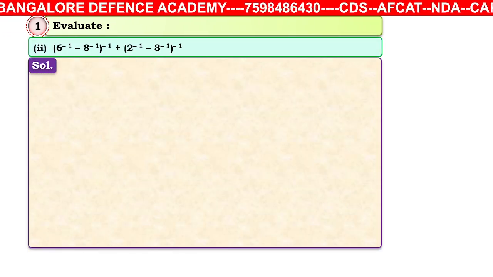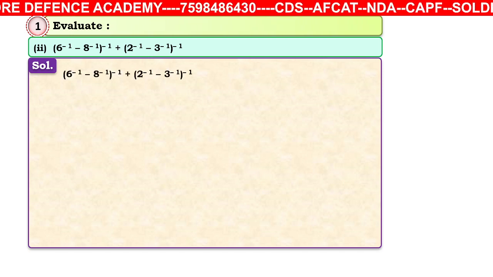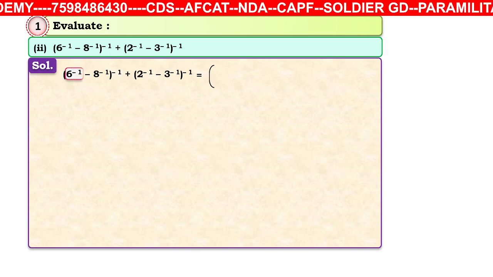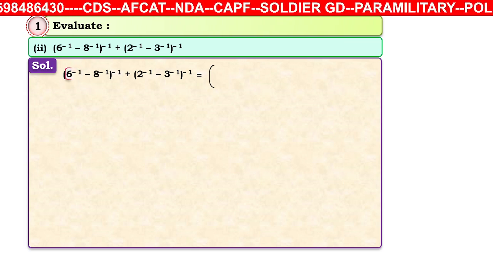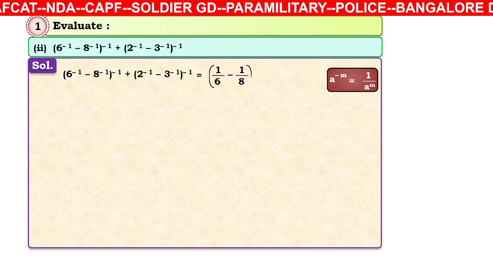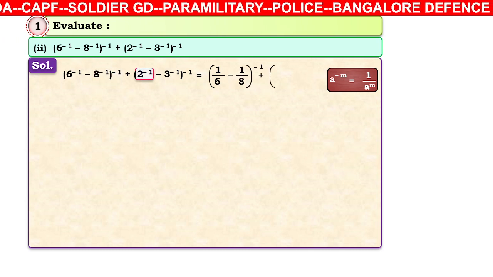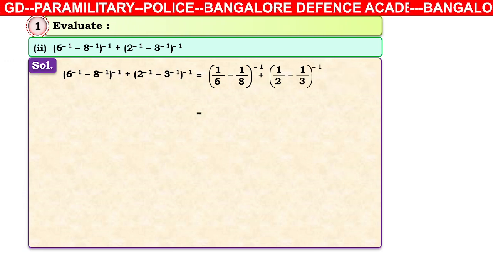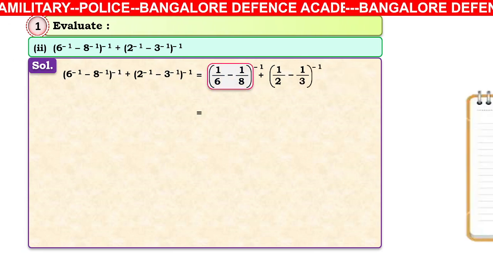Next, in bracket we have 6 to the power of minus 1 minus 8 to the power of minus 1. Okay, like this. So first I'm going to solve the bracket. This can be written as 1 by 6. Next can be written as 1 by 8. Next, plus sign, you have to take 1 by 2 minus 1 by 3 to the power of minus 1.